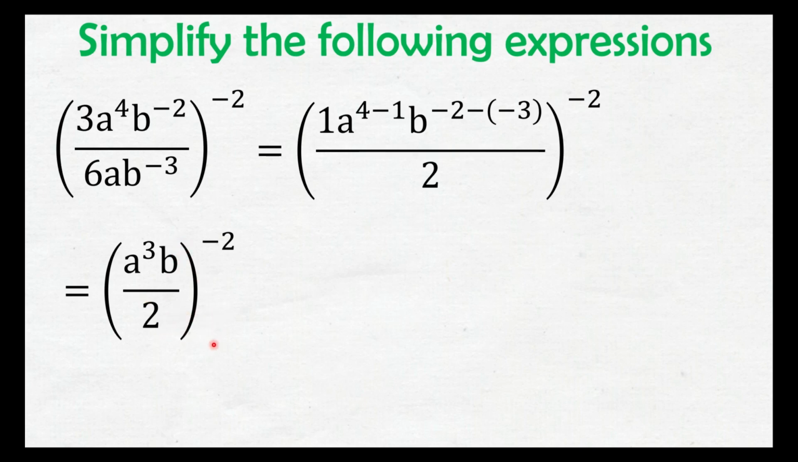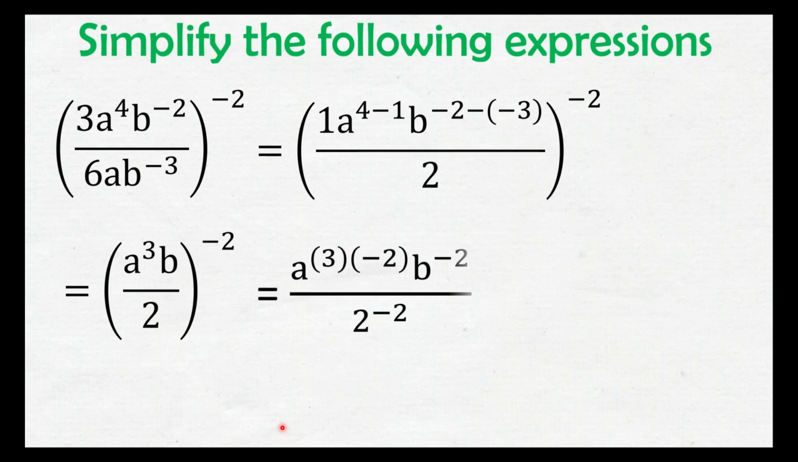Meron pa tayong exponent na negative 2 dito, 1 over 2. So, hindi pa ito nakasimplify. So, ang ginawa ko dito is distribute ko na lang itong exponent ng negative 2 sa mga variables. So, negative 2, distribute ko dyan sa a. So, we have 3 raised to negative 2, power of a power. Negative 2 times b, that is b raised to negative 2. And, syempre, kailangan din natin i-distribute itong negative 2 sa 2 dito sa denominator. So, we have 2 raised to negative 2. And then, simplify lang natin 3 times negative 2, that is negative 6. Then, b raised to negative 2.